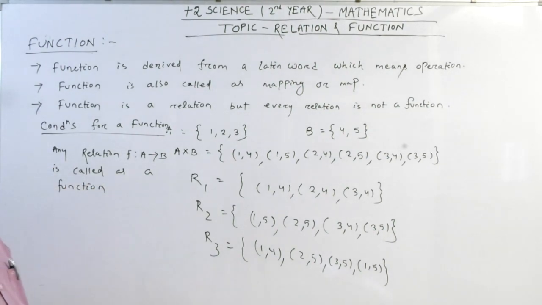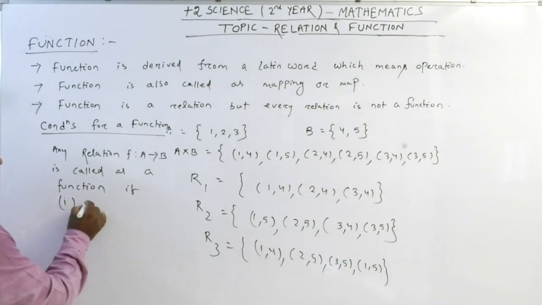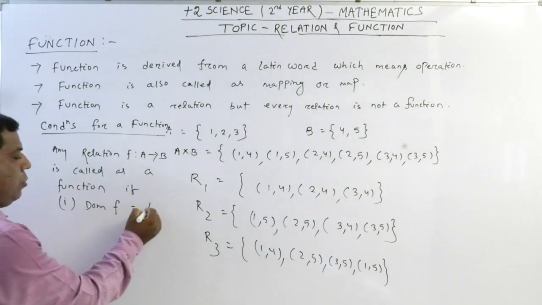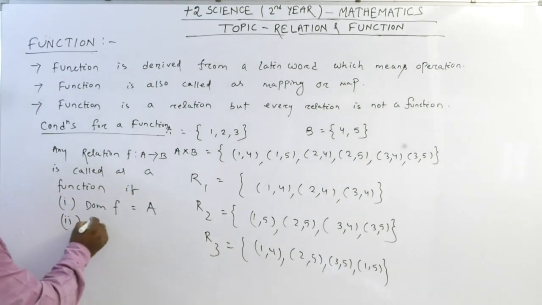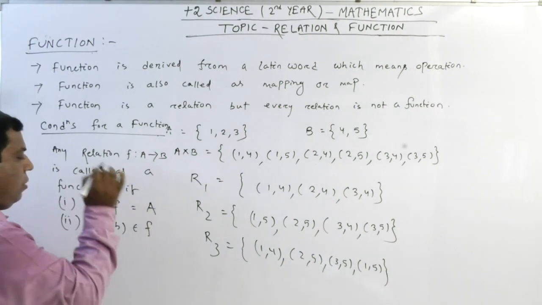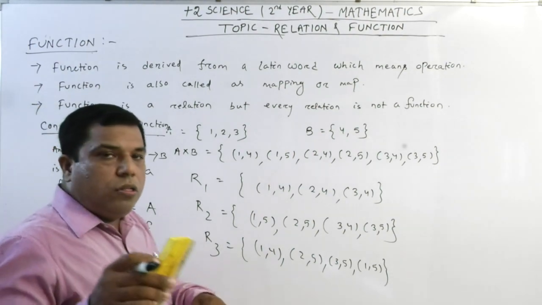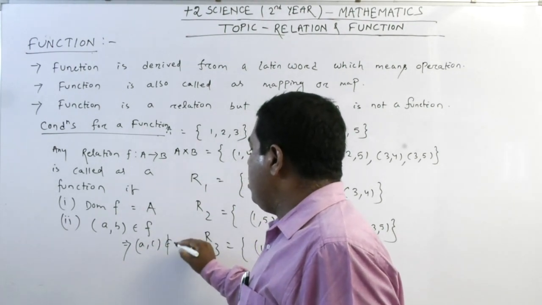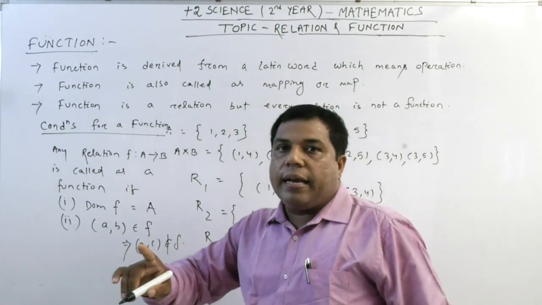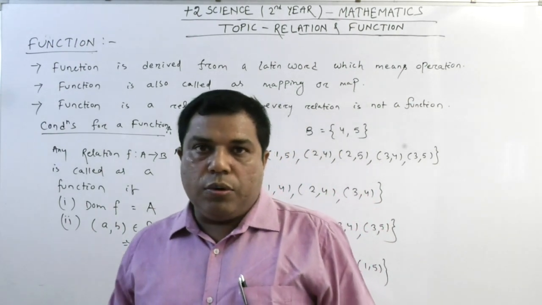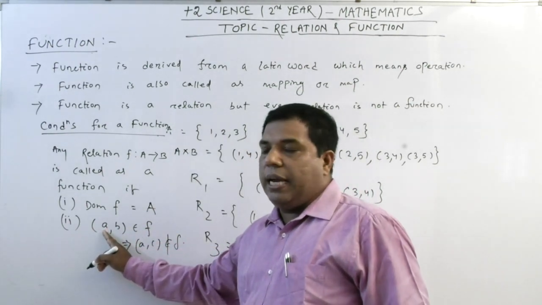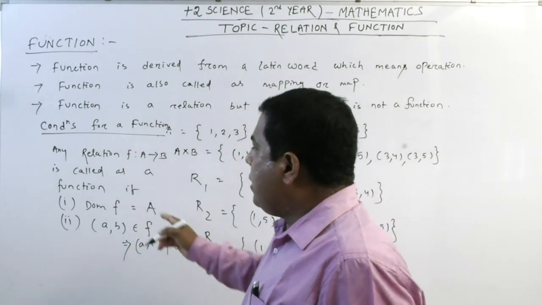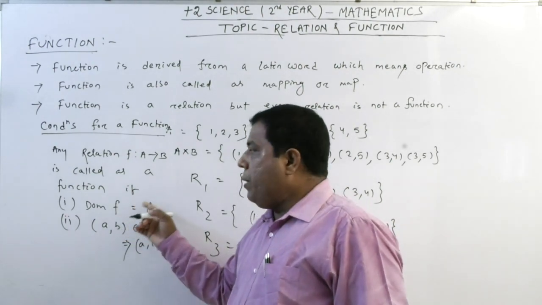A relation is called a function if the first condition holds: the domain of the relation, say the relation is named F, should equal the set A. The second condition is: if the ordered pair (A, B) belongs to F, meaning A is related to B in the same relation, that implies (A, C) does not belong to the same relation, meaning A cannot connect with more than one element. A single element of the domain set cannot connect with more than one element of the codomain set. That is the condition imposed on a relation for it to be a function.